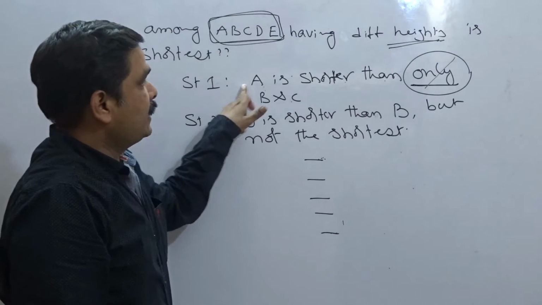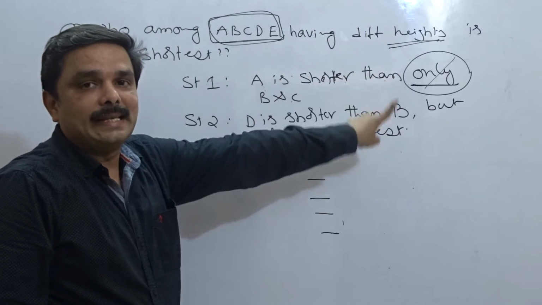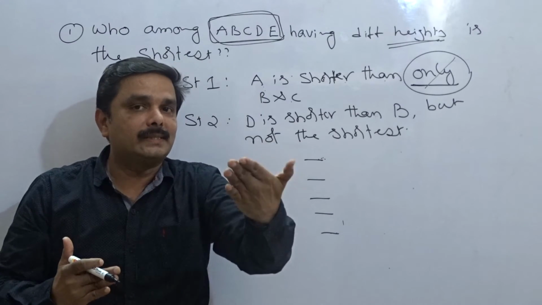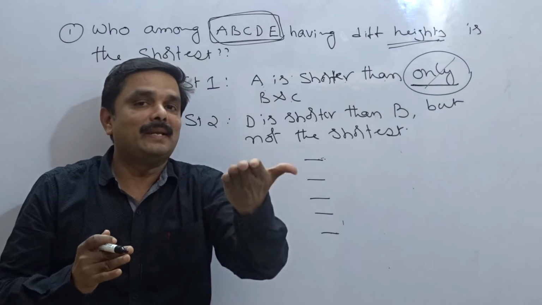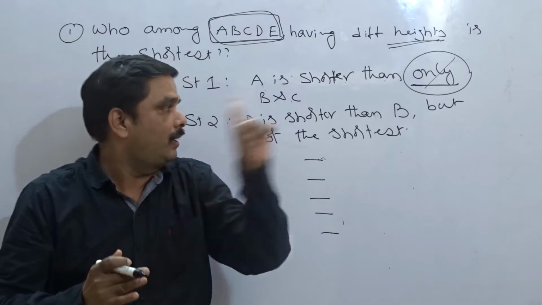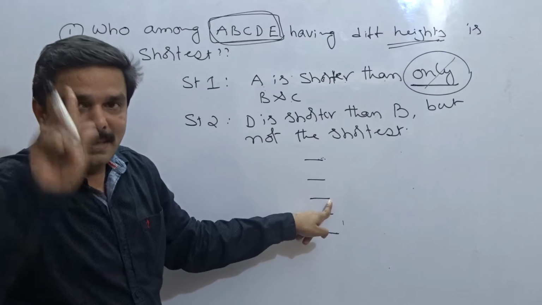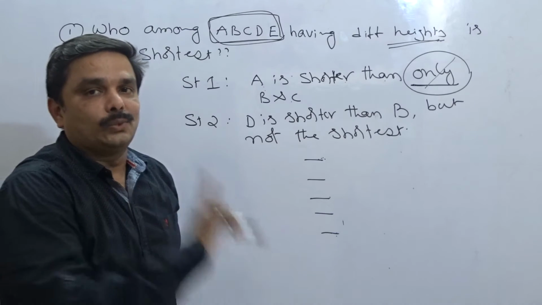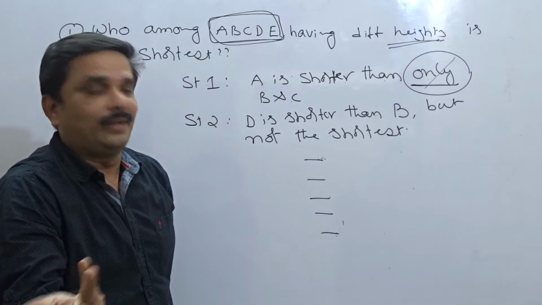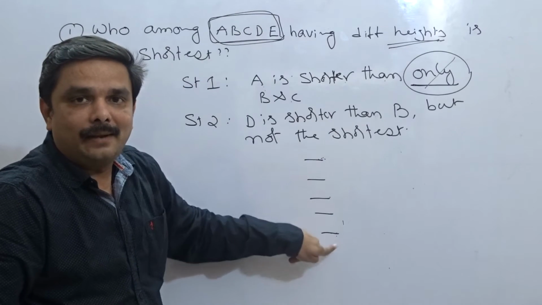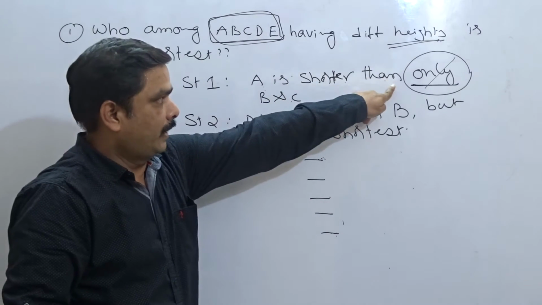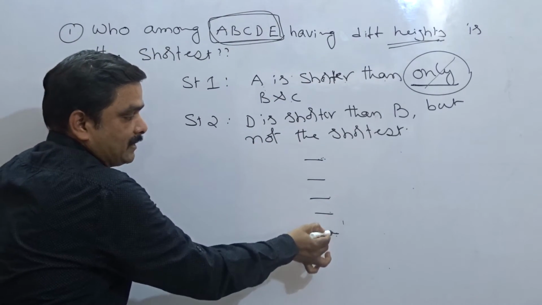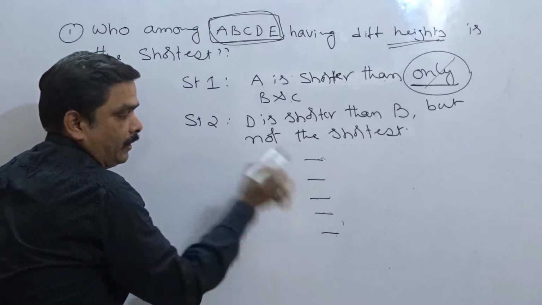Now the statement is A is shorter than only B and C. What do you mean by only B and C? A is shorter than only 2 persons among 5. The implied meaning is, when A is shorter than only 2 people, he should be taller than the rest of the 2. That is the difference while using the word only. If only is not there, I don't know where to keep A in this ladder. Now, rest of the 2 must be shorter than A, or A is taller than the rest of the 2.